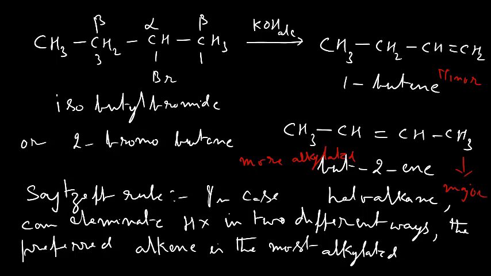Major substance means the quantity of but-2-ene is large. It is nearly 80%. Whereas this substance is the minor substance, which means the quantity formed is less. It is only 20%. So the generalization is Saytzeff's rule. Saytzeff's rule states that in case the haloalkane can eliminate hydrogen halide in two different ways, the preferred alkene is the most alkylated, which means the more number of alkyl groups attached to the doubly bonded carbon atoms.